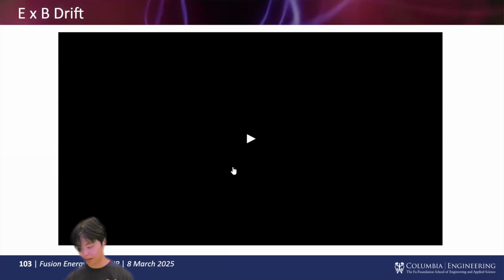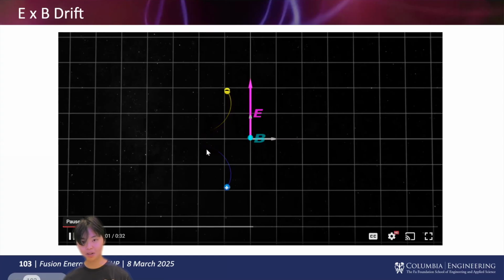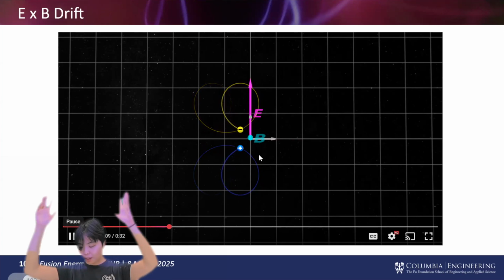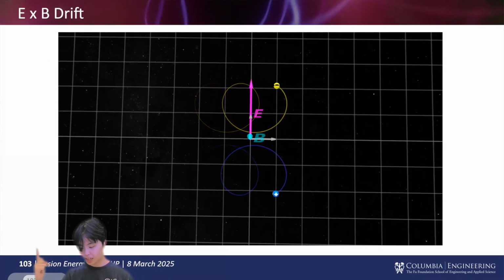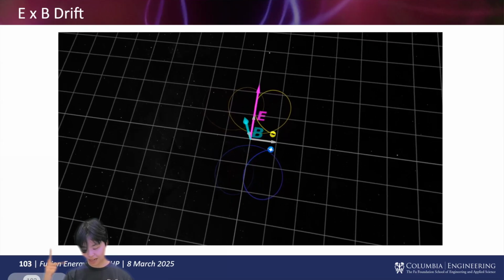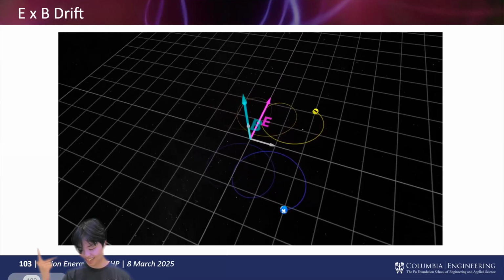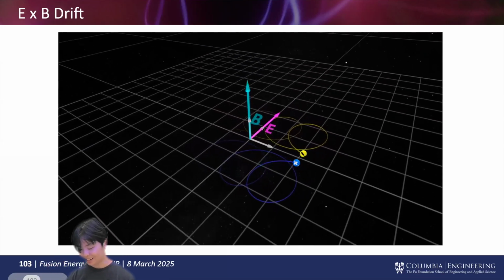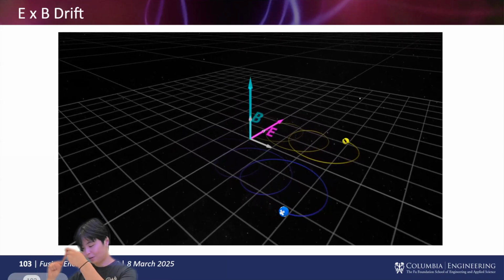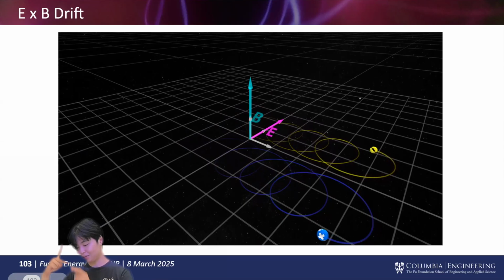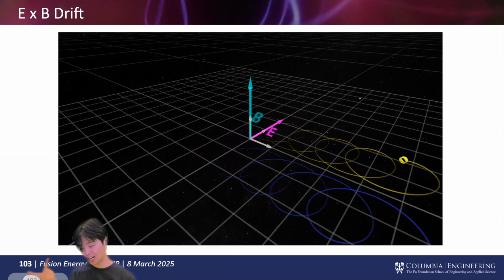Here's a video that can be helpful to visualize the E cross B drift. You can see that even though they gyrate in opposite directions, they still drift in the same direction. Your B is pointing outwards, your E is pointing up. If you use your right-hand rule, you can easily see that it will go in that direction. Again, it is hard to visualize on Zoom. I usually put my index finger in the direction of the first term of the cross product, my middle finger in the direction of the second term, B, and then my thumb points in the direction of the result.